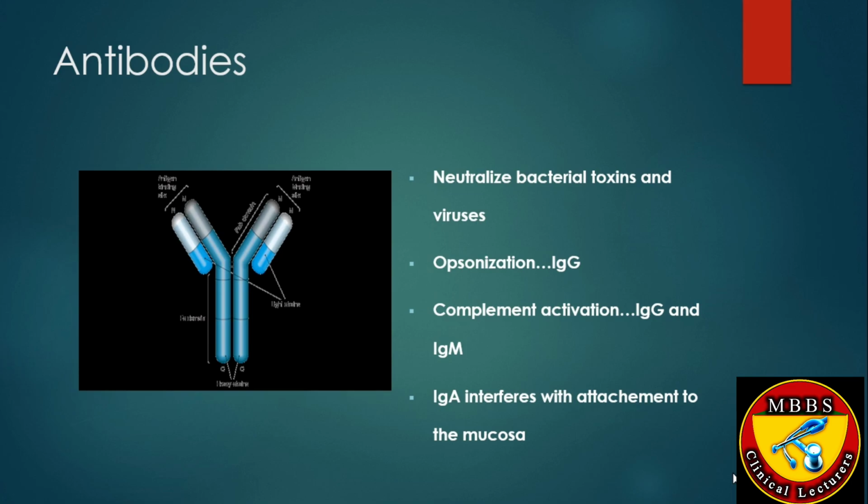A normal level of immunoglobulin is about 1000 to 1500 milligrams per deciliter, but if the level falls below 400 milligrams per deciliter, the risk of infections, particularly pyogenic infections, is increased.